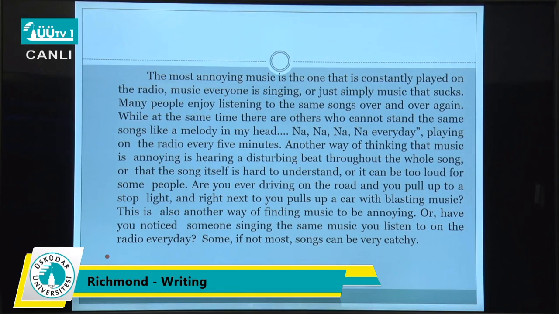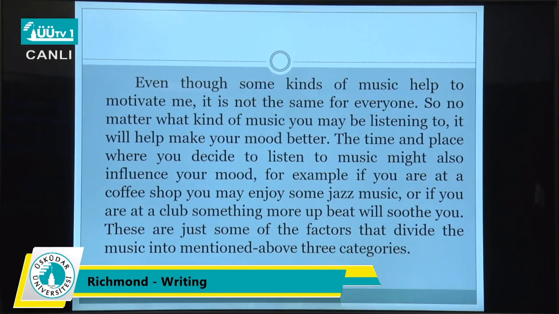Have you noticed someone singing the same music you listen to on the radio every day? Some, if not most, songs can be very catchy. And after the body paragraphs, we have our conclusion paragraph.